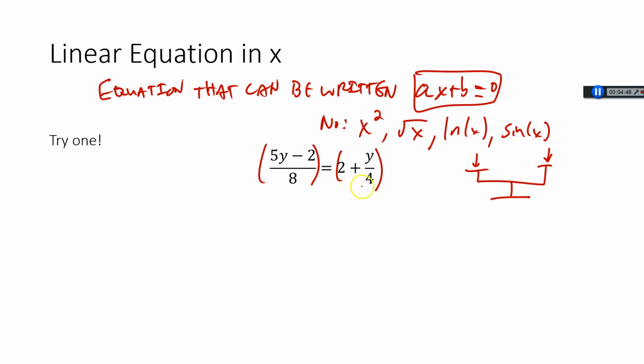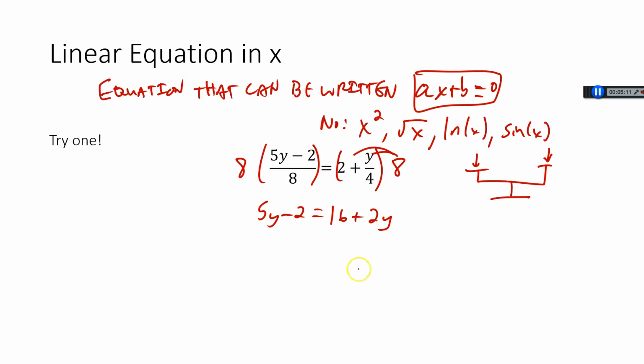You can always think you're looking really for a least common multiple, and in this case, 8 will work for everything. So here on the left, the 8's just cancel, so I'm left with 5y minus 2. On the right, I have to distribute. So I have 16 plus 8/4, that's 2y. Look how much easier this is. This is so much easier than having to deal with those fractions.